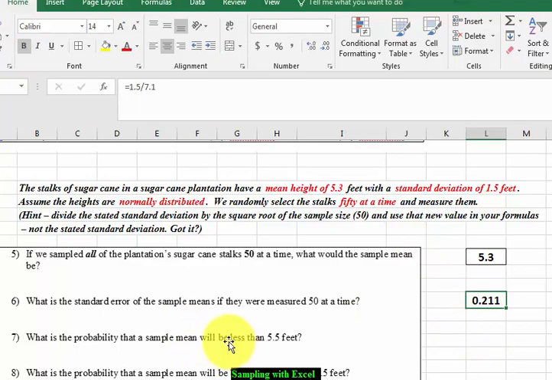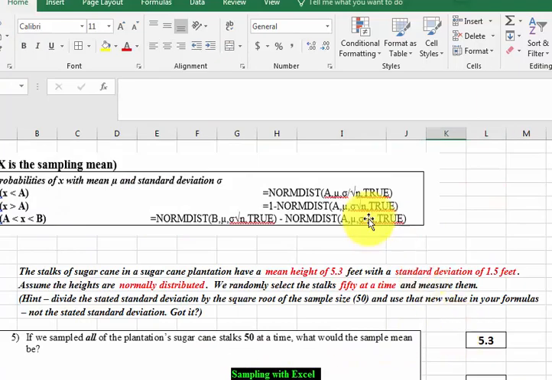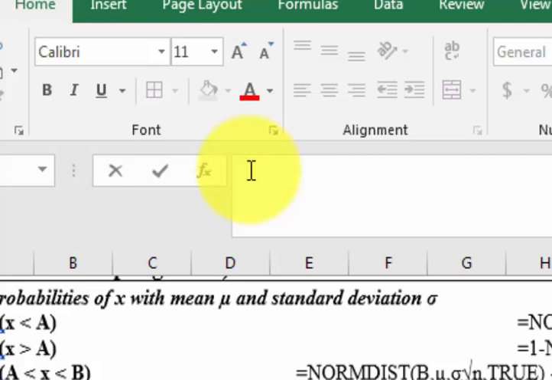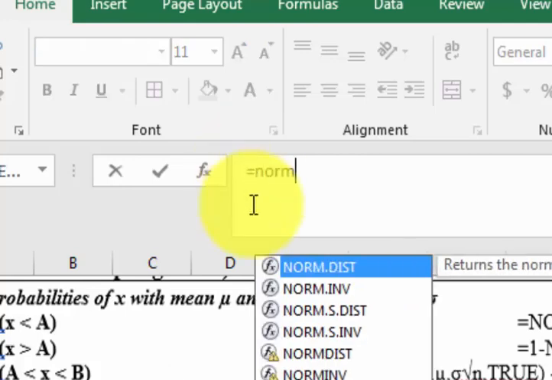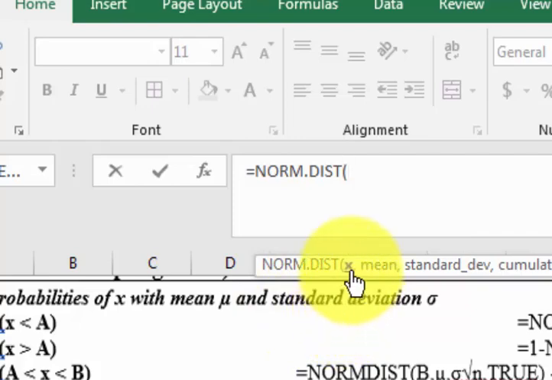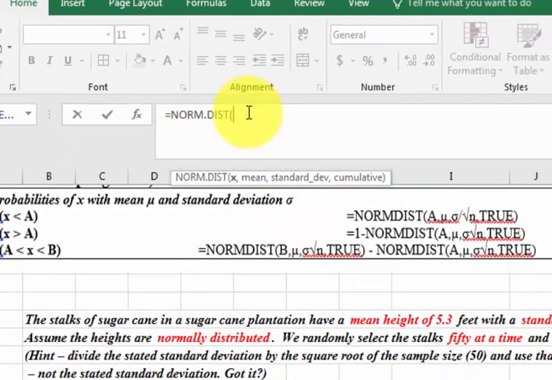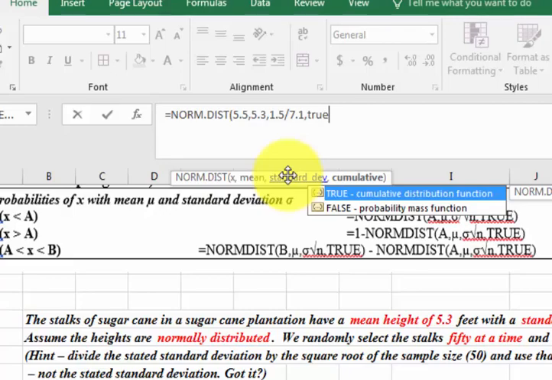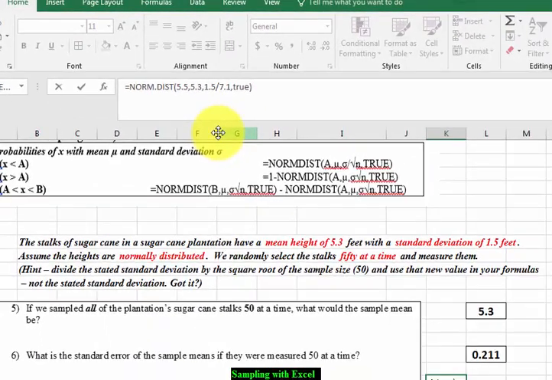What's the probability that a sample mean will be less than 5.5? That's when we're going to use the norm dist again. Equals norm dist. There it is right there. First thing they want is the sample mean, and that's the 5.5 from the problem, comma. The mean is 5.3, comma. Standard deviation is 1.5 divided by 7.1, the one we just figured out ahead of time. It's going to be 2.11, but we'll let the software handle that. And it's going to be true because it's less than, right? We don't have to subtract from 1. We hit enter.